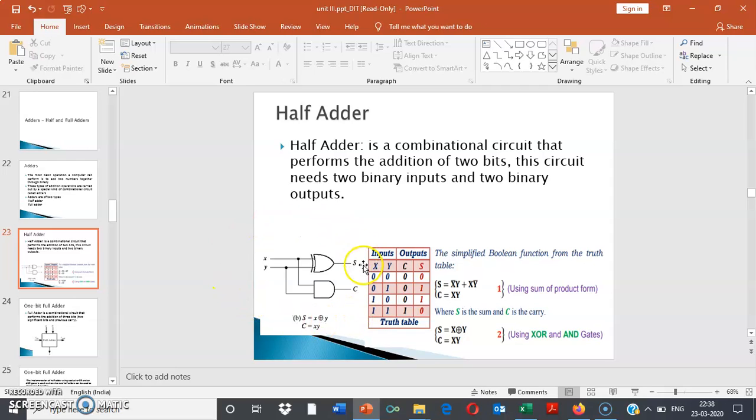So please see the circuit diagram here. You will see that X and Y are the inputs while sum and carry are the outputs. Now we will see the operation of this circuit via this truth table. This truth table consists of input X and Y and output carry and sum. We give different combinations of the input and accordingly we get the output.